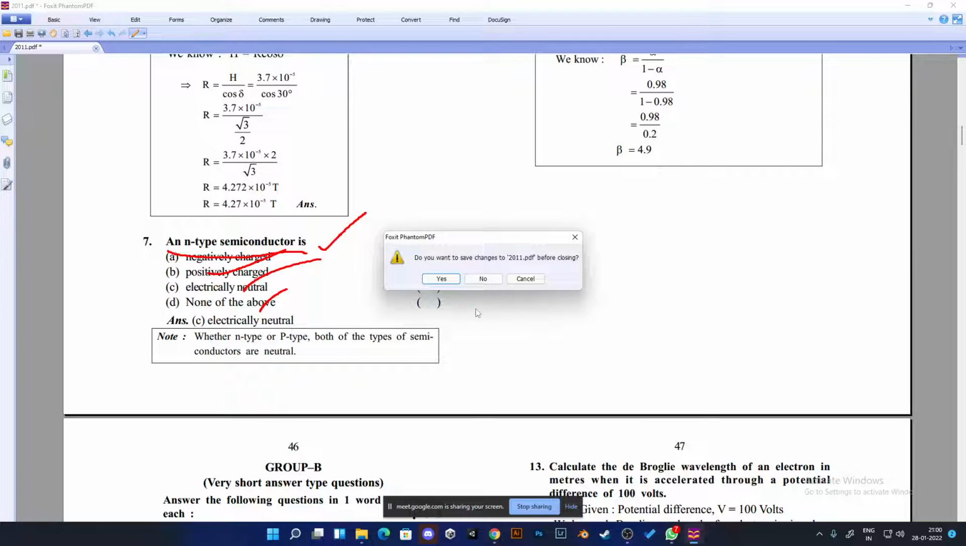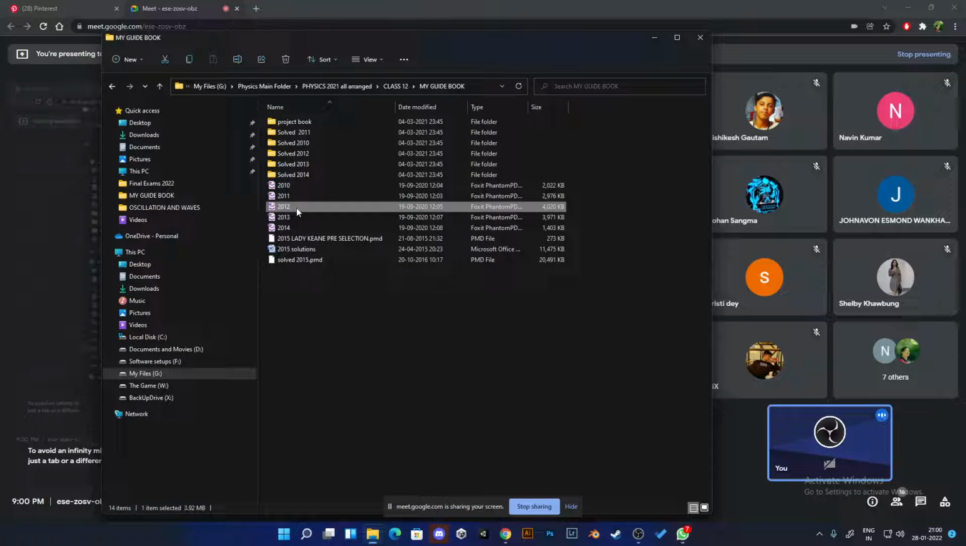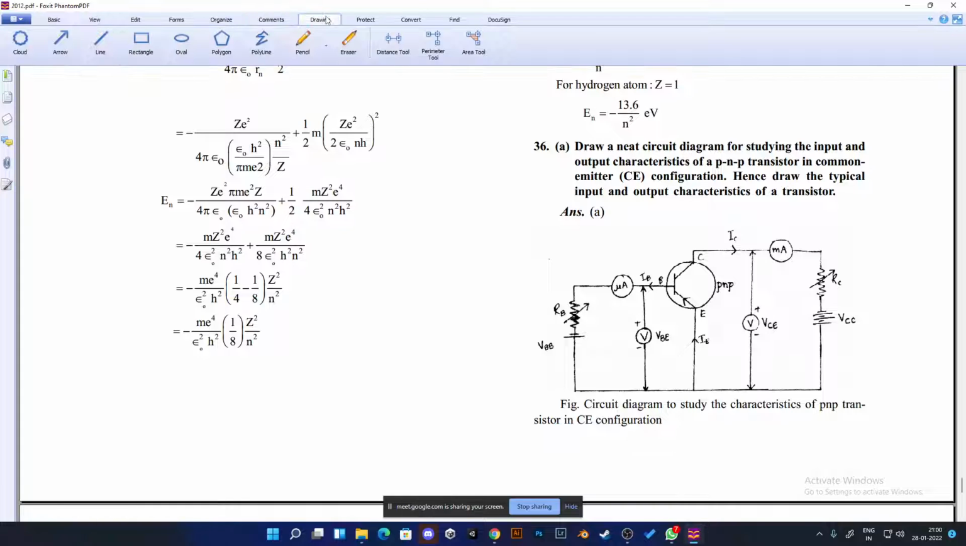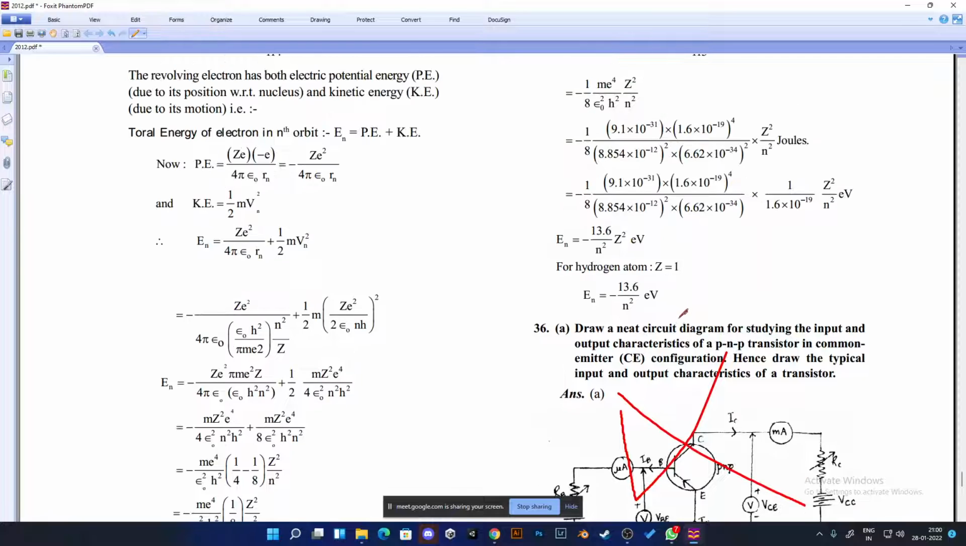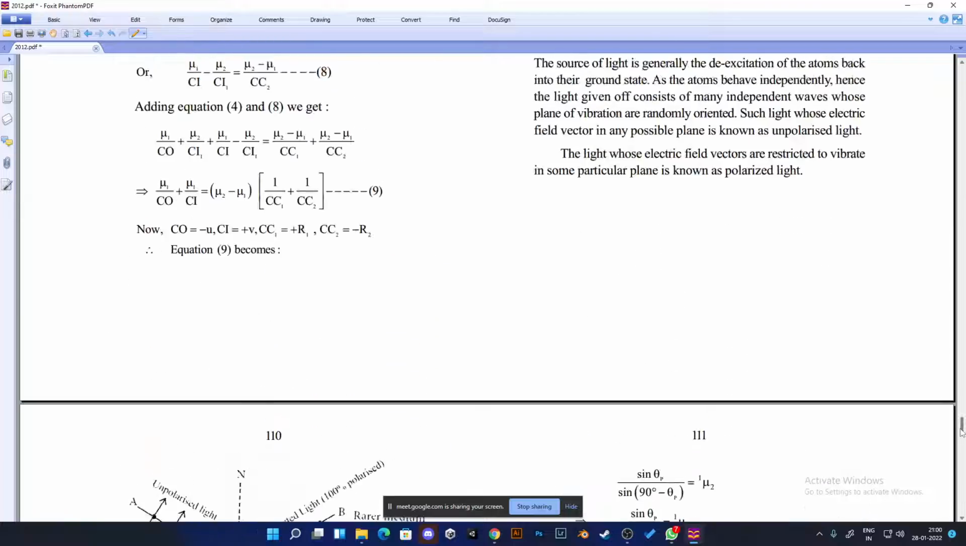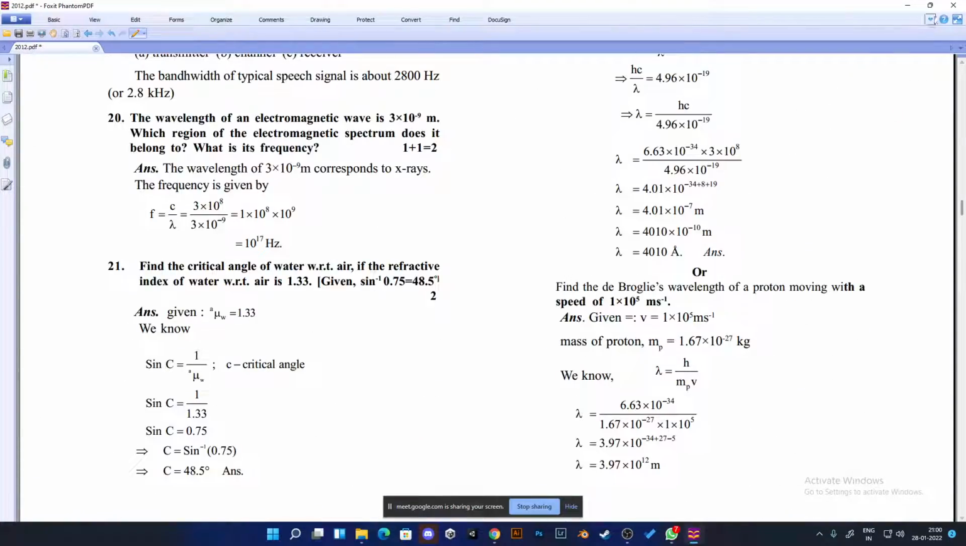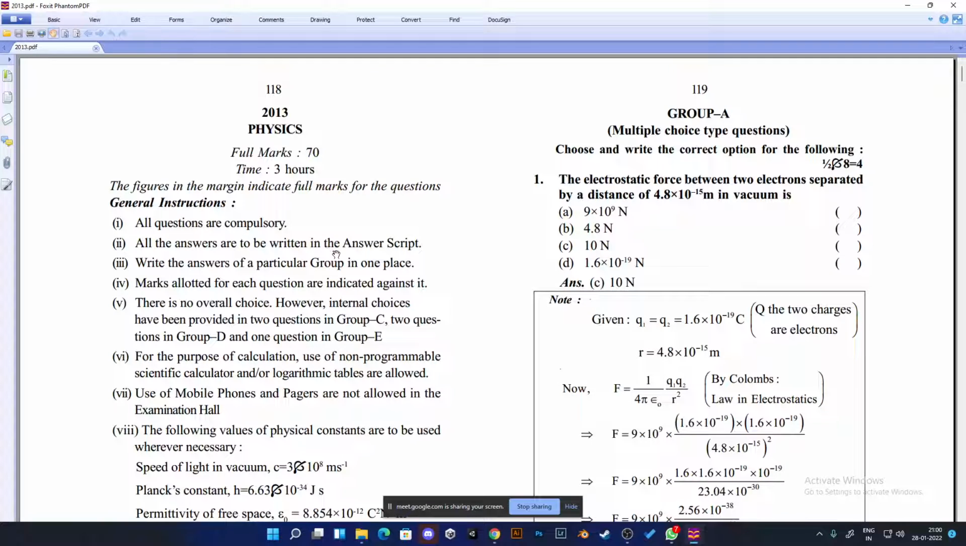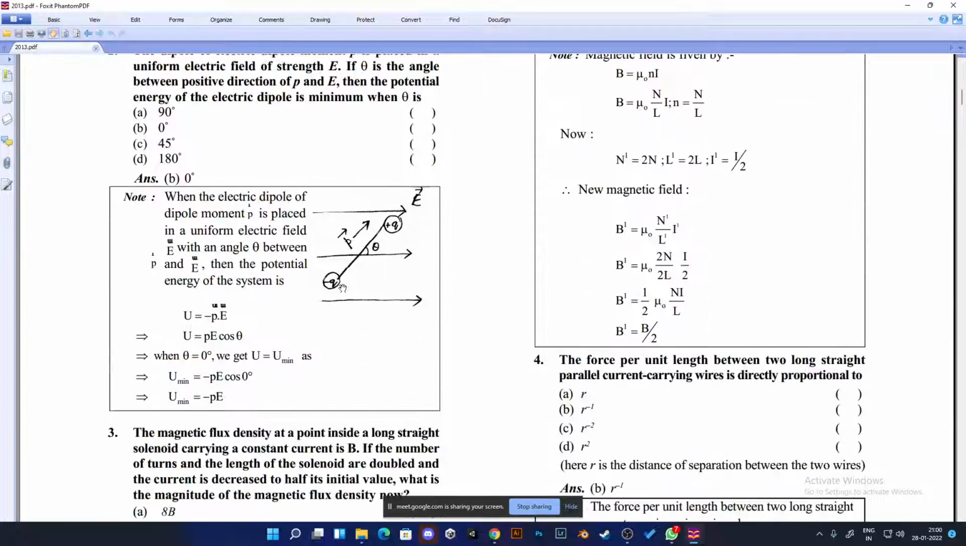Oh, I've already discussed this one. I opened the same question paper, 2012. Oh yeah, this one, transistor. No need. I think I opened this one already, or what? Yes, sir. I've opened this one already. 13. Let's check.